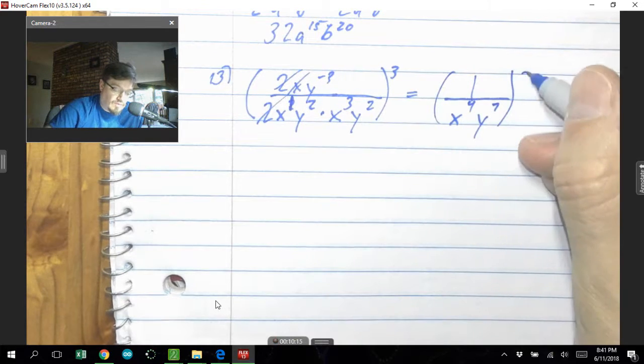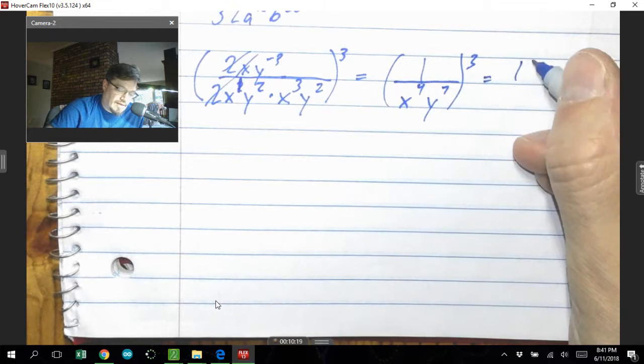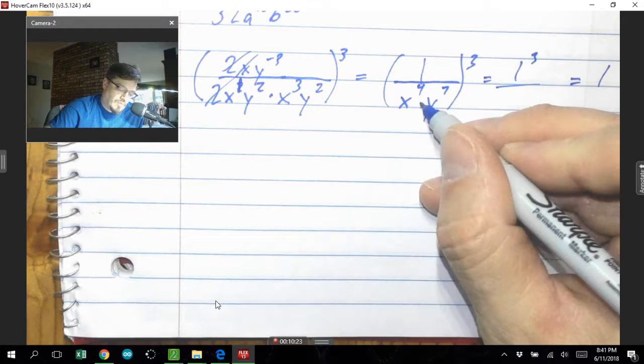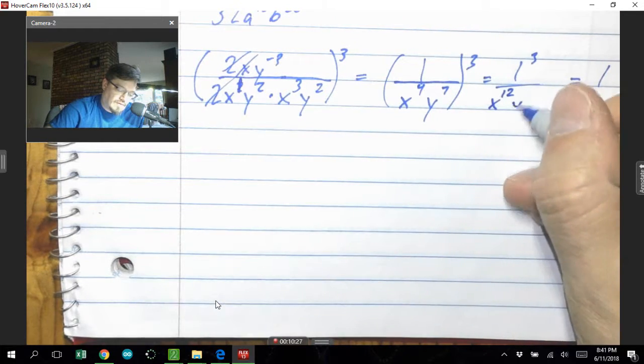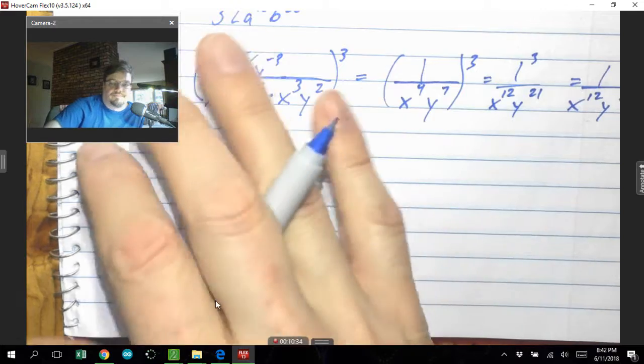Now here is where I'll raise it all to the 3rd power. Now that means 1 will be raised to the 3rd power, which is just 1. But then the 4 would become 12, and this would become 21. So our final answer is that right there.